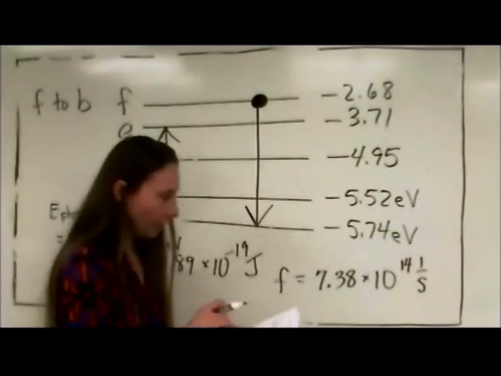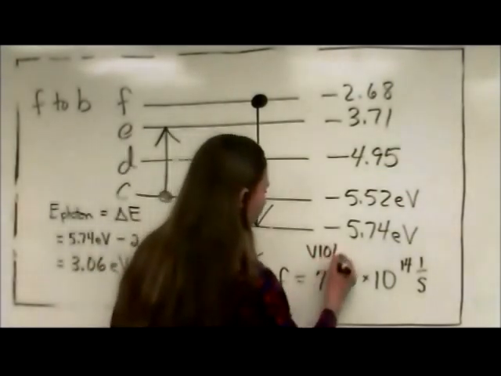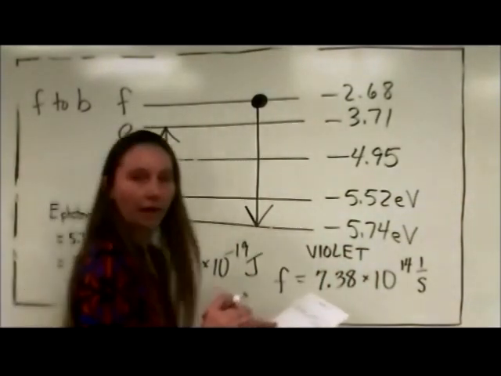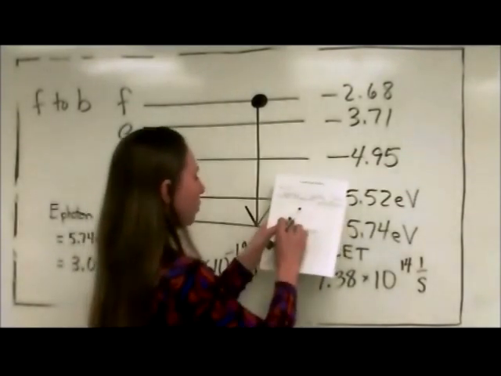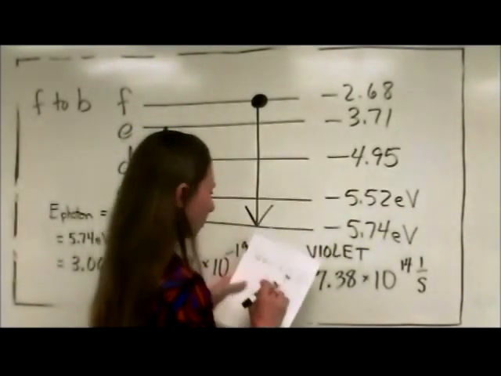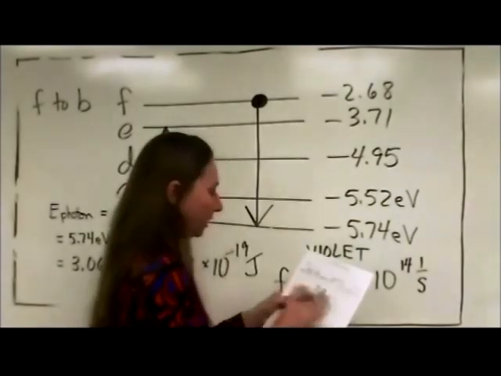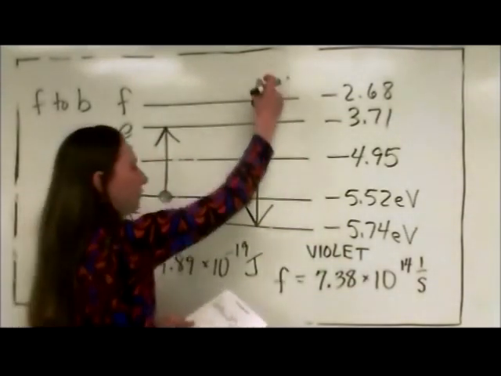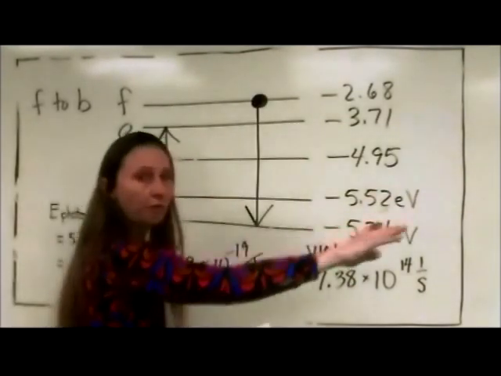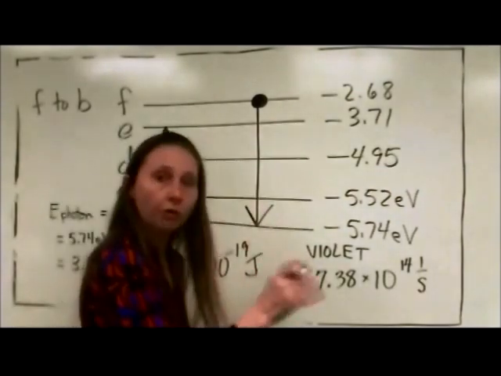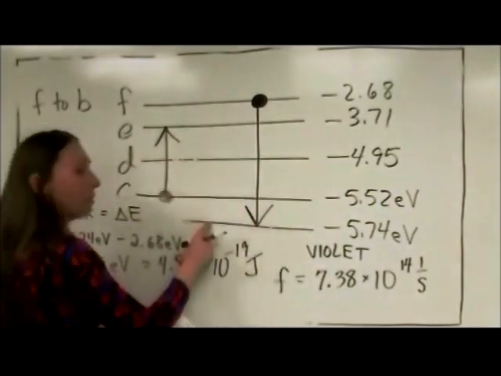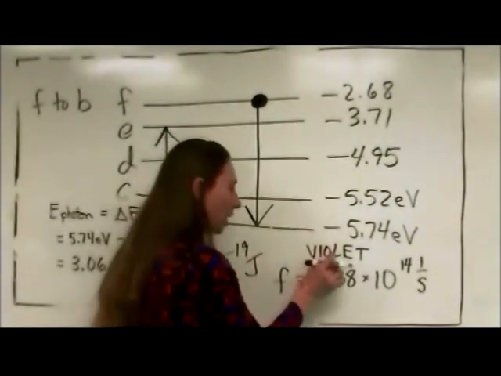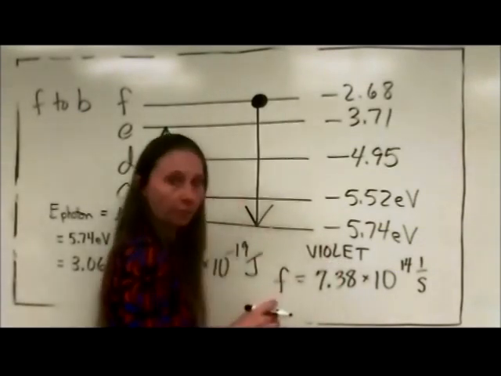And 7.38 is going to be violet light. This is visible light, and the color is violet. It's right between 6.5 and 7.6 times 10 to the 14th on the chart. So this is violet light. When the electron falls back and gives off a photon in a mercury atom, from F to B, the type of light given off is visible, and the color of that visible light is violet.